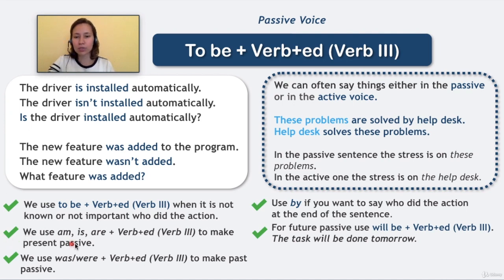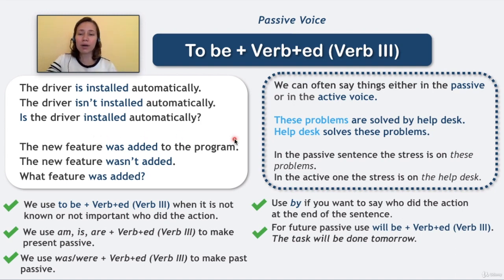The next one, we use am, is, are plus verb with ed or verb in the third form to make present passive, and we use was, were plus verb plus ed or verb in the third form to make past passive. So these examples are present passive, and these examples here are past passive, past simple passive.